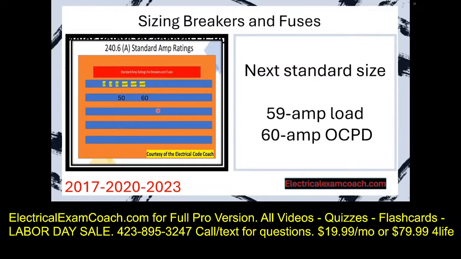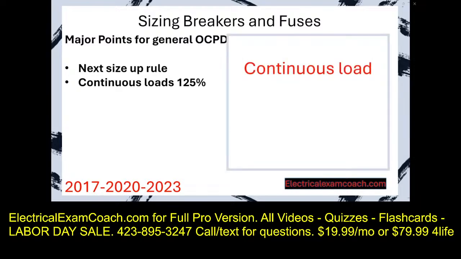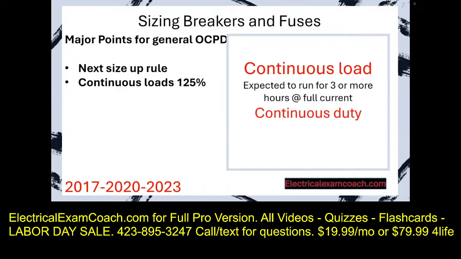Now, that may not feel good at first when you first start wiring and learning this stuff, but later we'll understand that there are rules in place when we get to sizing our wire that are going to make it so everything's okay and we're totally protected. The next major point is going to be continuous loads at 125%. There are two different names that you may see, continuous load or continuous duty. A continuous load is defined as expected to run for 3 or more hours at full current.